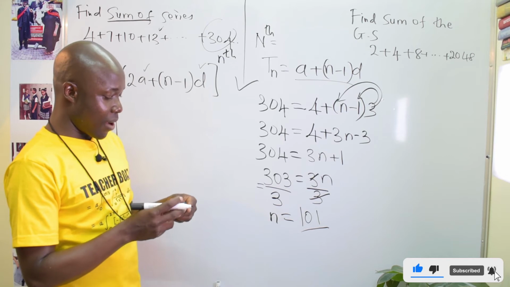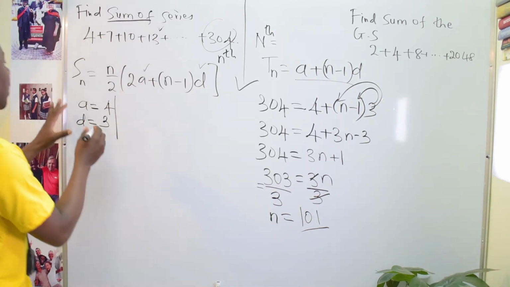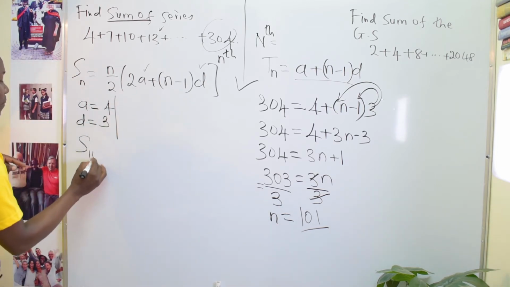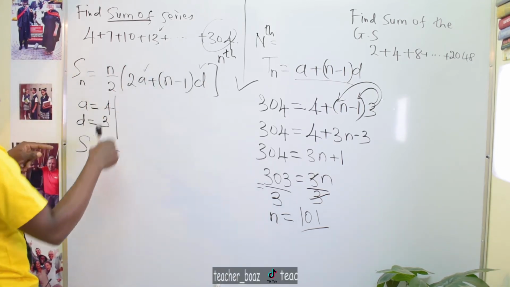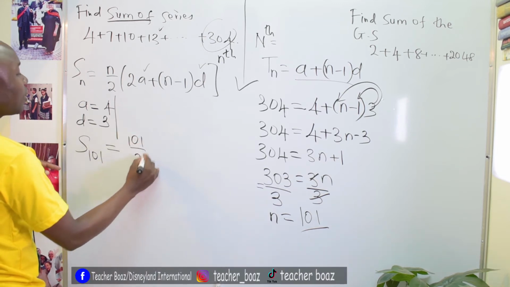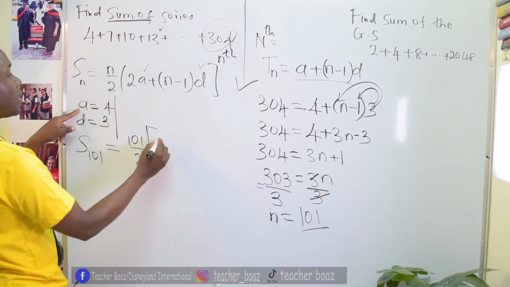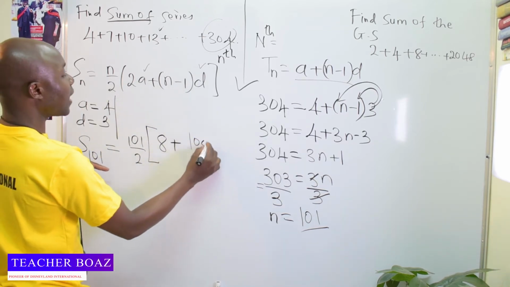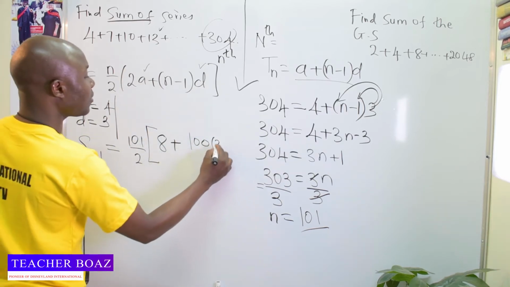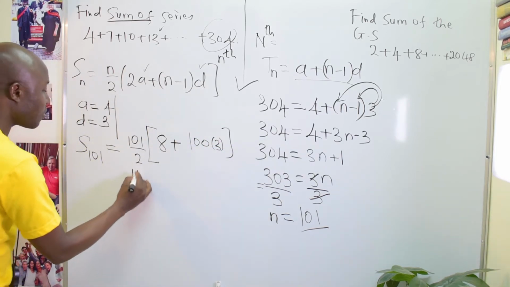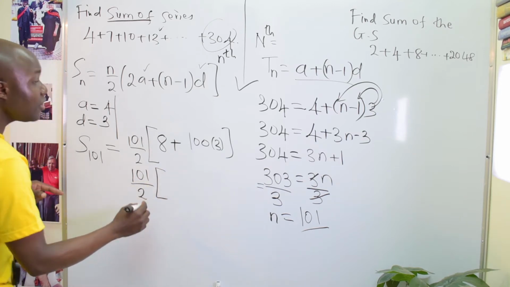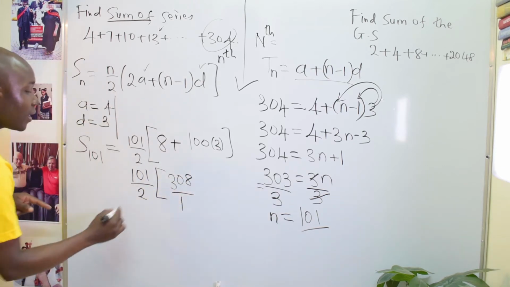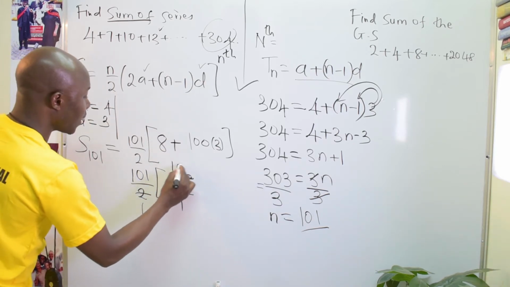Now our n is supposed to be 101, so now we come here and say the sum of the terms where n is now 101 should be the same as n over 2, which is 101 over 2, into twice a, which is now 8, plus n minus 1, which is 101 minus 1, which is 100, times d, and my d was supposed to be 3. This provides 101 over 2 into 300 plus 8, we get 308, which we can put over 1. 2 goes here 1, 2 goes here 154.